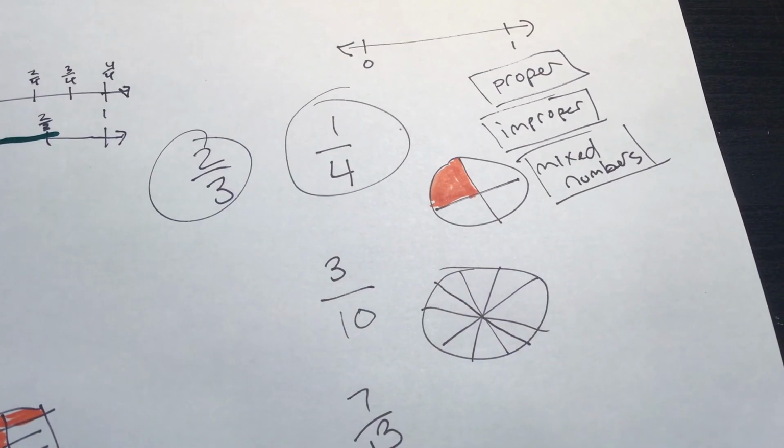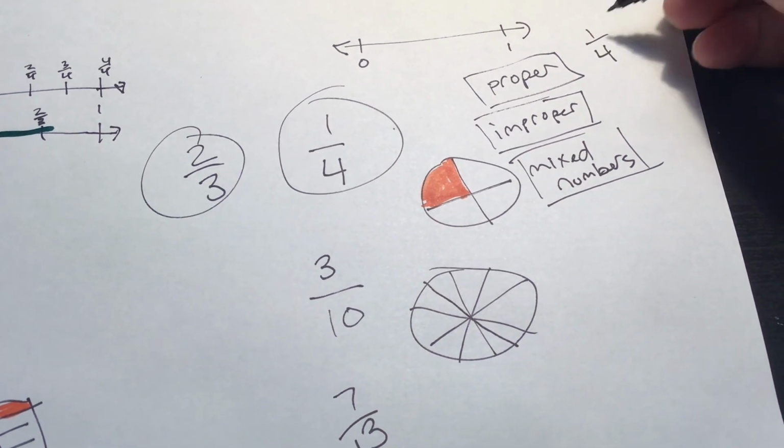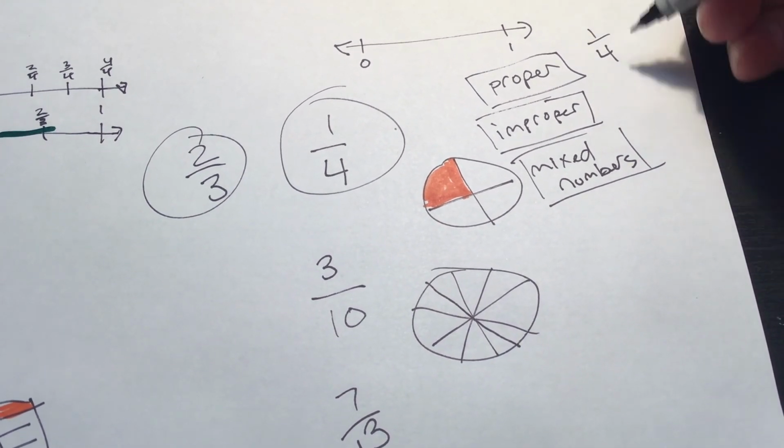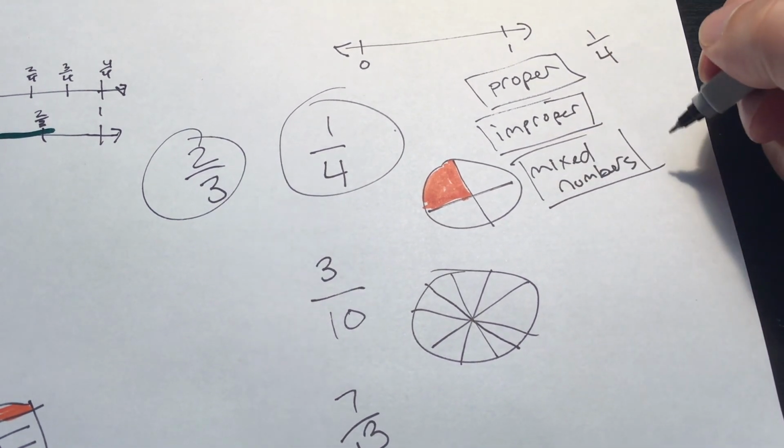So proper fractions are any fraction where the numerator is smaller than the denominator. In other words, you're not full. You're not at a whole number, okay? So 1 over 4 is a proper fraction because it's smaller than 1 whole, right? Which brings us to improper fractions.